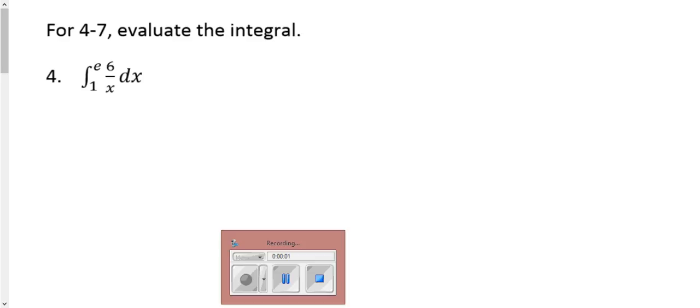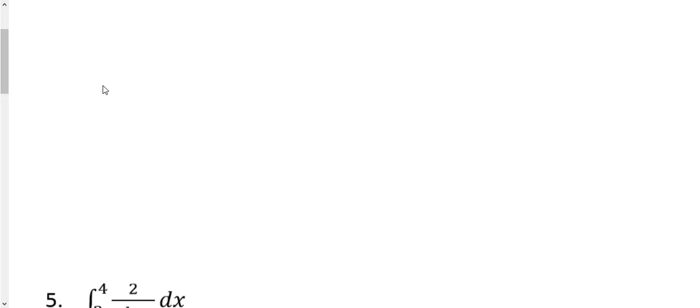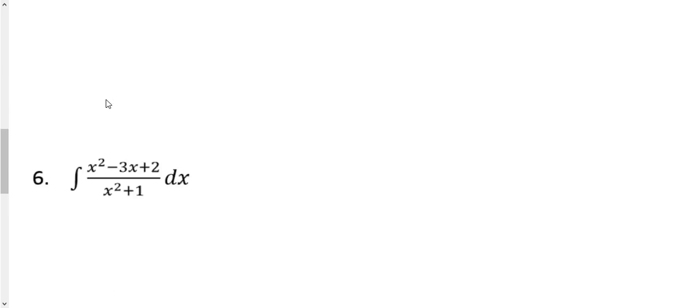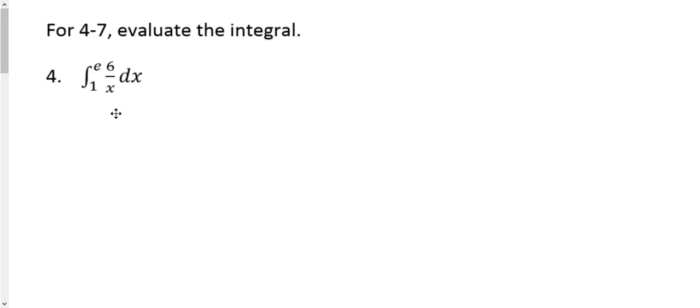Let's look at number 4 through 7. We are integrating each of these. Number 4 and 5 are definite integrals. Numbers 6 and 7 are indefinite integrals. So just make sure that you are seeing the difference there.